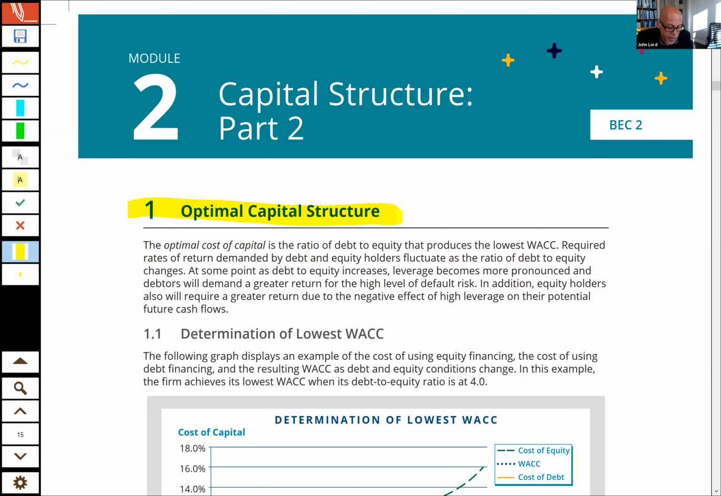Okay, optimal capital structure is the one with the lowest weighted average cost of capital. Just flashcard that.